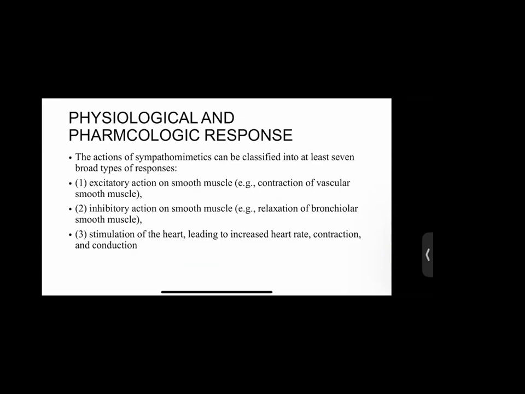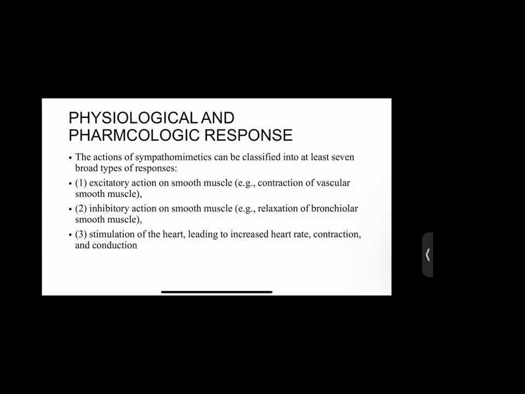Now, the physiological and the pharmacological response. So the actions of the sympathomimetics can be classified into at least 7 broad types of responses. Now, one, we have the excitatory action on smooth muscles. The action of the sympathomimetics leads to contraction of the vascular smooth muscles. Two, they have inhibitory action also on smooth muscles. The table that I just showed briefly is on beta 2 that will cause relaxation of the bronchiolar smooth muscles. Then three, they have also stimulation of the heart.